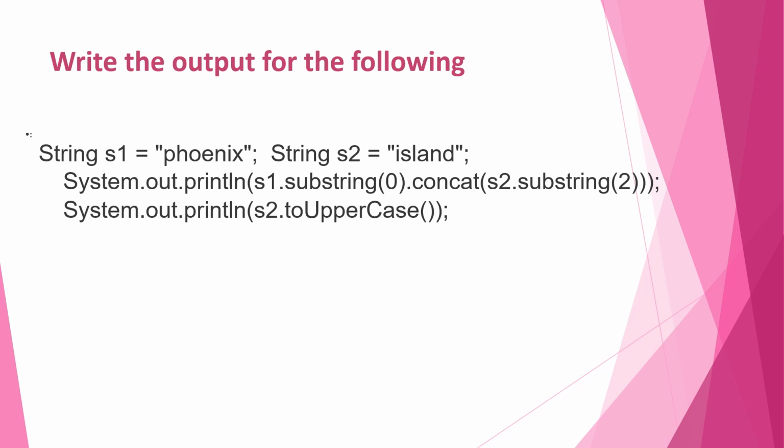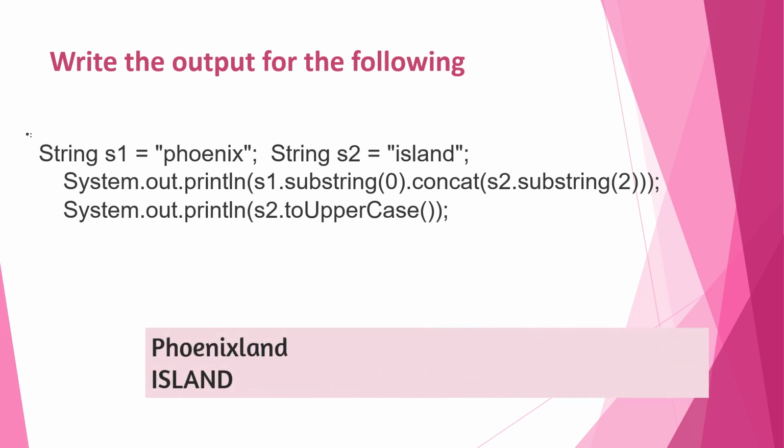Next, the output. String S1 is "Phoenix" and string S2 is "Island". Now System.out.println(S1.substring(0).concat(S2.substring(2))). Here S1 is Phoenix, and concat means add. S2.substring(2) starts from position number 2: 0, 1 are "Is", and starting from "land", the complete word is taken. So the answer is Phoenixland. And S2.toUpperCase gives ISLAND in capitals.